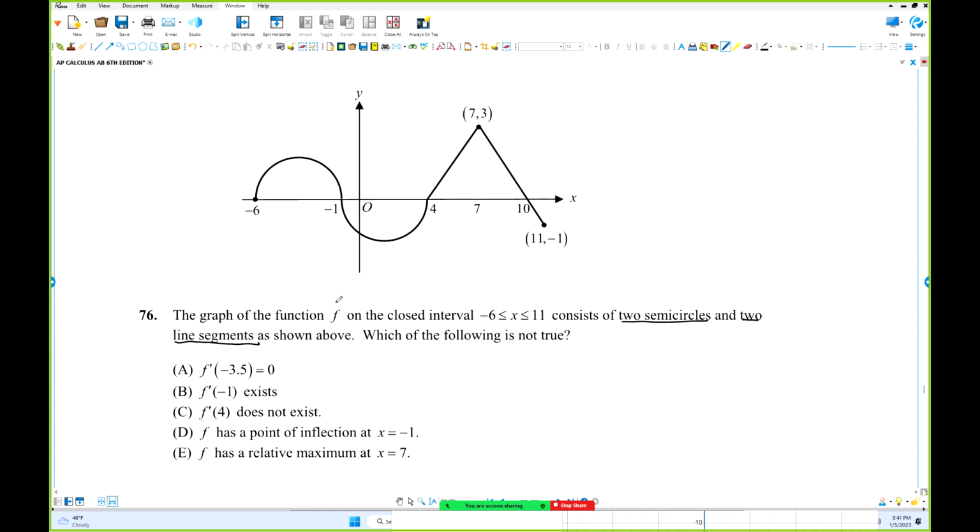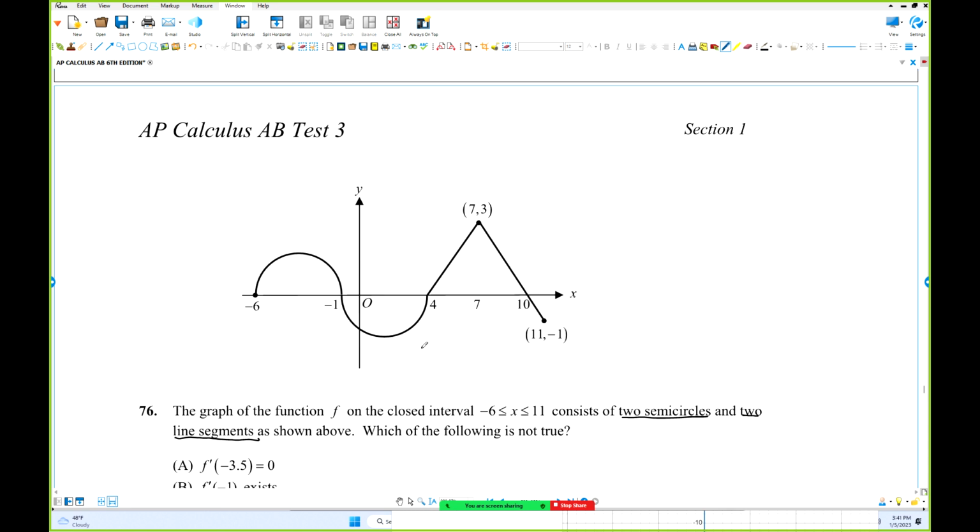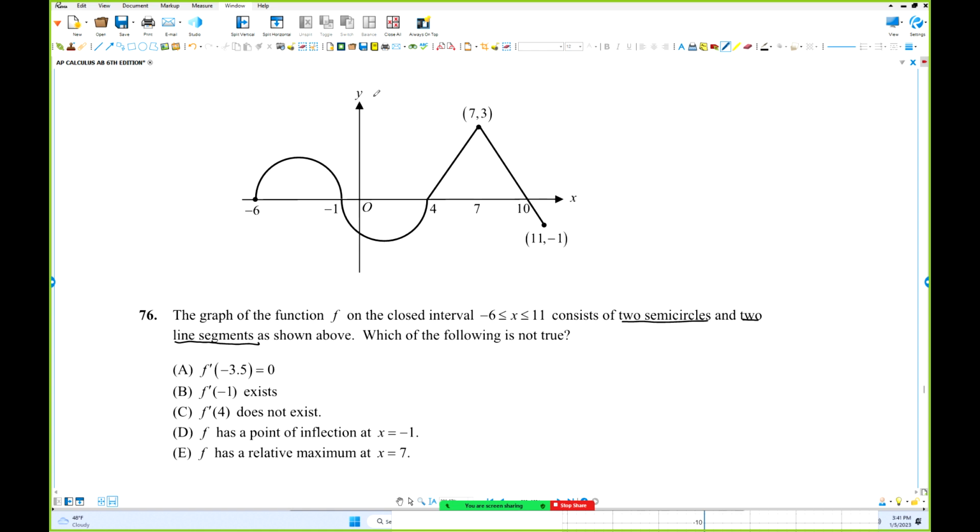This is a graph of the function f, not the derivative. This is the original graph, y equals f of x, not f prime. So first we can try: f prime, the derivative at x equals negative 3.5, is 0. The slope of the tangent line to this curve is 0. Is that correct?